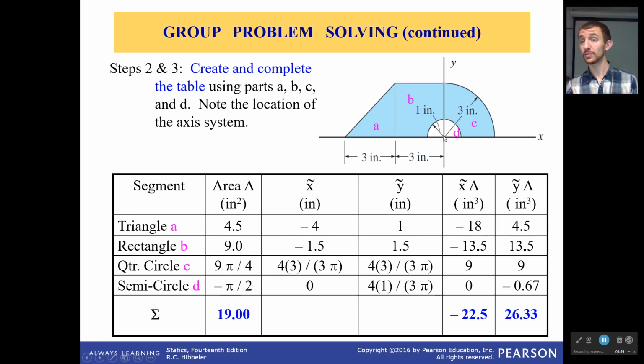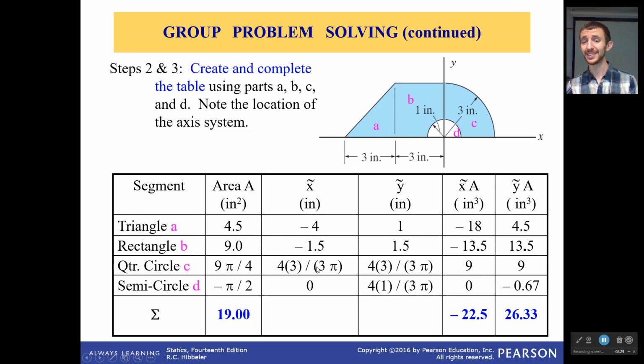Well, we're always going from the origin in this particular case to x tilde and y tilde. For a triangle, that is a third of the way from the base, or a third of the way from the bottom, whichever direction we want to go. So it's 1 in the y direction, and it's 1, 2, 3, 4 in the x direction. Also, it's a negative 4. Sign does matter. Rectangle, just right there in the center, so 1.5 and negative 1.5.